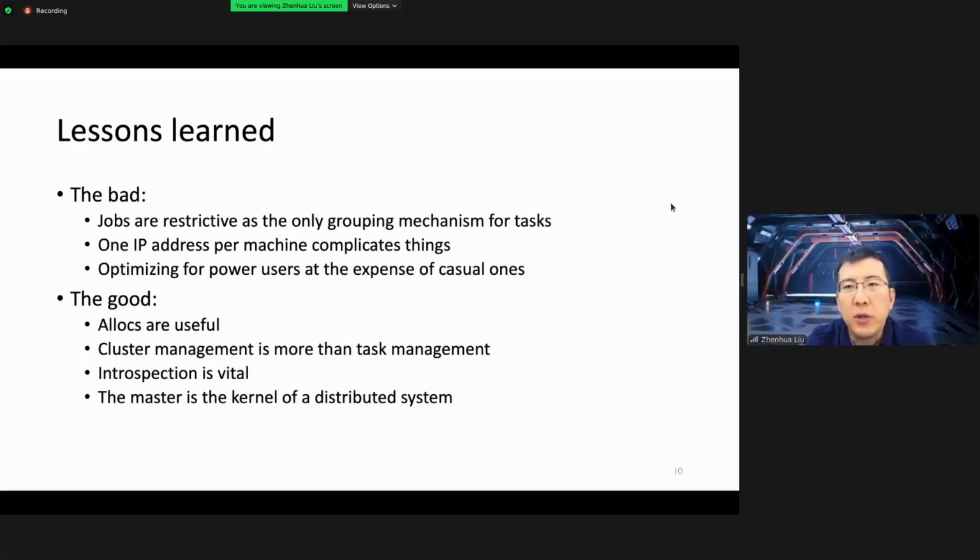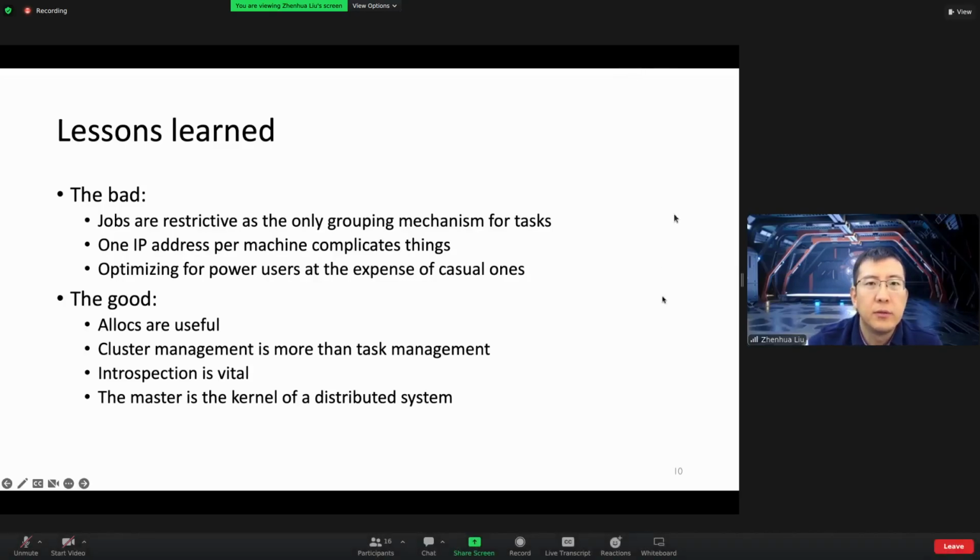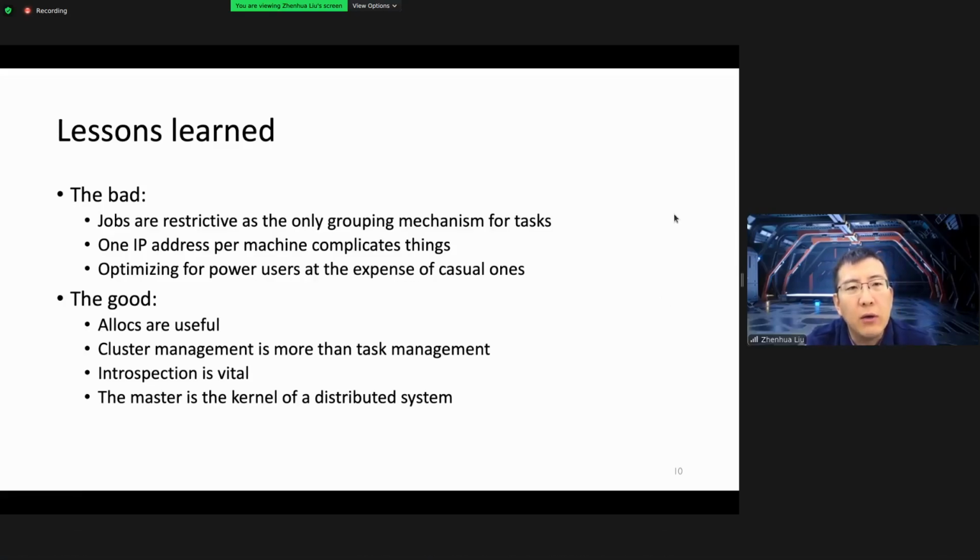Right? So there should be more flexible management of those. The second one is that they have one IP address for each machine. This actually makes things more complicated.